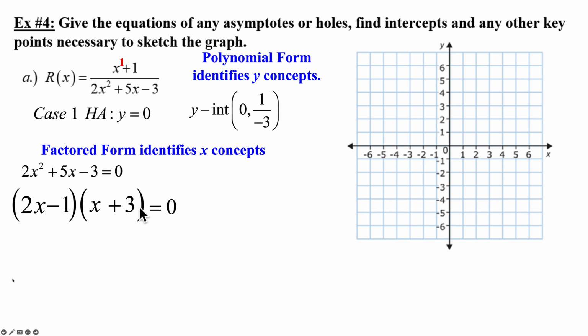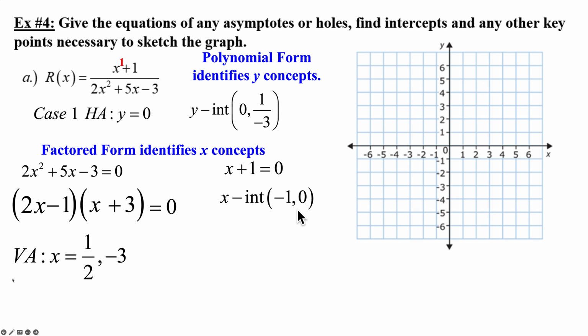We're all good. Set it equal to 0. Solve for x. So let's see, add over the 1, divide by 2, 1/2, subtract over the 3, negative 3. There's my 2 vertical asymptotes. X-intercepts, take the x plus 1 on the top, set it equal to 0, subtract over the 1. Negative 1 is my x-intercept. So now I can plot all this information.